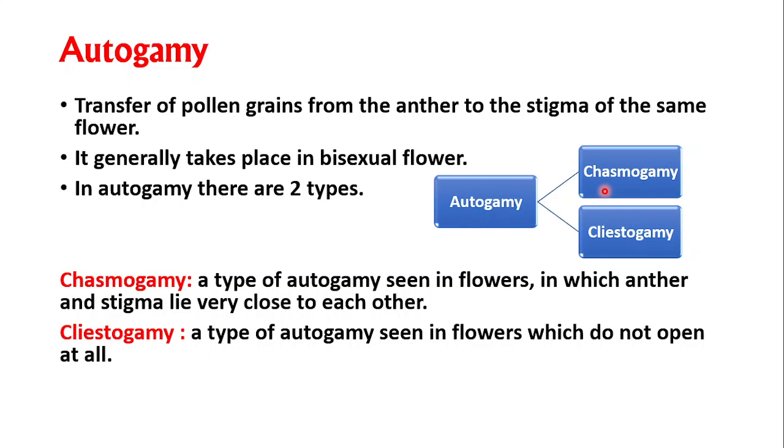Okay, if the flowers do not open, which will be bisexual in nature, then the anthers will dehisce inside the flower itself and the pollen grains will be released on the female reproductive part called the stigmatic surface. If the flowers open, then there will be a chance of missing this particular self pollination. If the flower does not open at all, then self pollination will be confirmed very easily, right? So that type of flowers are called chasmogamous flowers or chasmogamy, right?